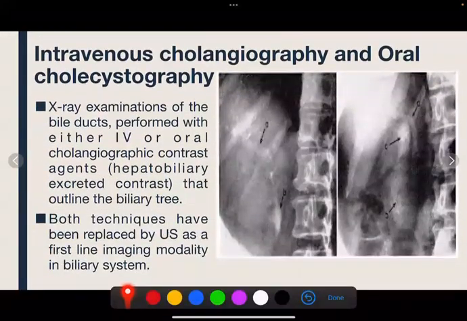For IV cholangiography and oral cholecystography, we give the patient a cholangiographic contrast agent, either oral or IV, and after a certain time period, we do a plain abdominal X-ray to visualize the biliary tree. Oblique views are usually required to project the biliary tree away from the spine. Nowadays, they are no longer used. They are largely replaced by ultrasound as the first imaging modality for the biliary tree.